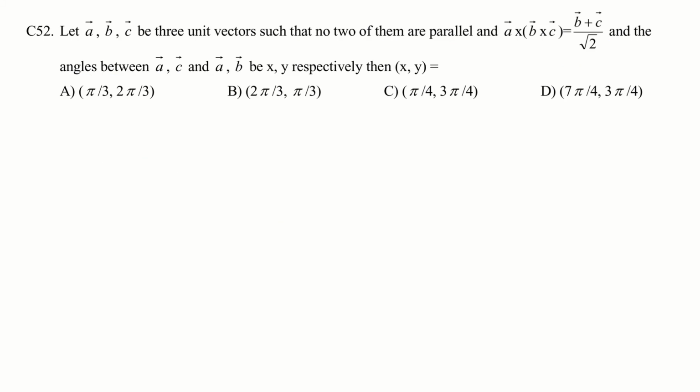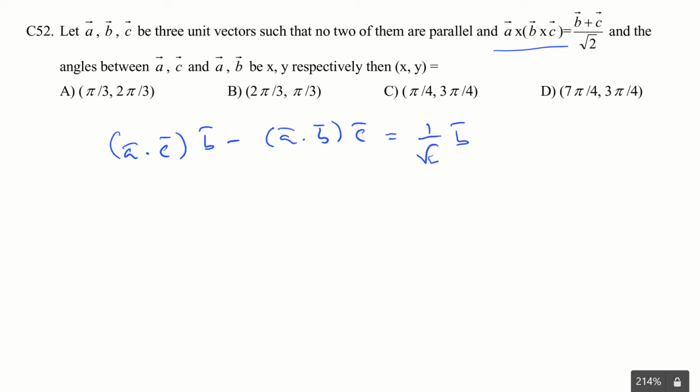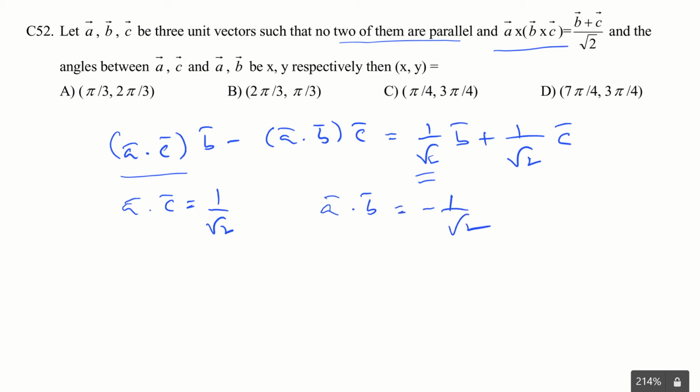Okay, in this problem I am applying the formula here, that is a bar dot c bar into b bar minus a bar dot b bar into c bar equal to 1 by root 2 b bar plus 1 by root 2 c bar. Now, as I said that no two of them are parallel, so b bar and c bar are not parallel, therefore corresponding coefficients I can equate. I'll get a bar dot c bar, the coefficients of b bar on both the sides, a bar dot c bar is equal to 1 by root 2. Similarly, a bar dot b bar is equal to minus 1 by root 2.